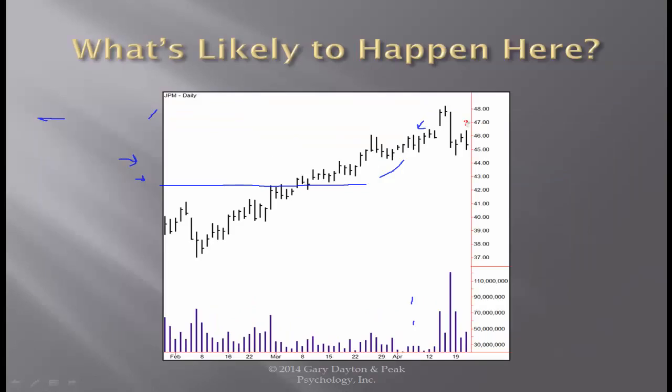Okay. So here's a chart. Here's JP Morgan on a daily chart. Let's kind of talk this through. What's likely to happen here? What do you think is likely to happen here? Will this hold around 45, 44 and then go higher? Or are we looking into some supply here and go down?